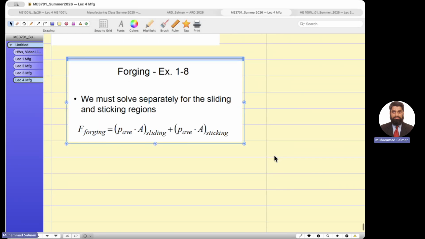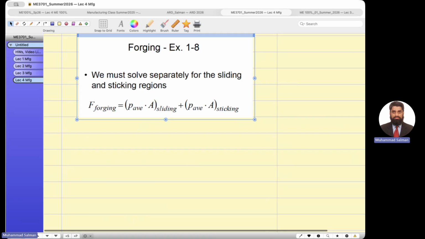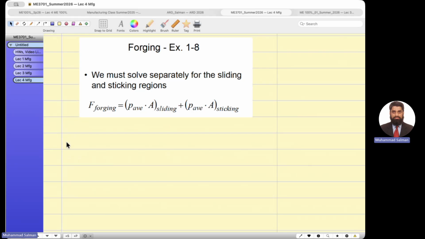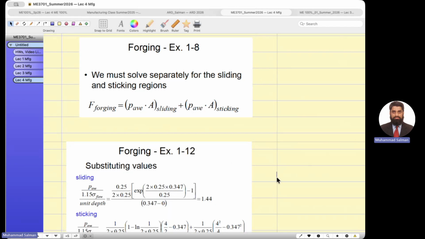You have to solve it separately for sliding and sticking. You already found the average sliding here and the average sticking here, multiplied by area. So let me show you the final answer here. These formulae I already mentioned earlier. This formula is for average pressure.